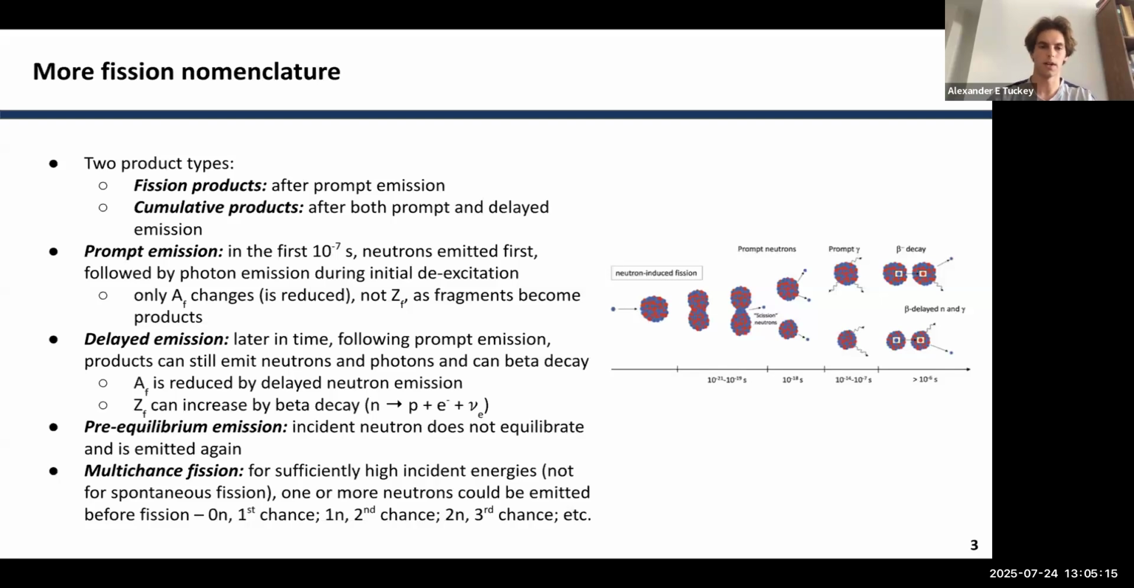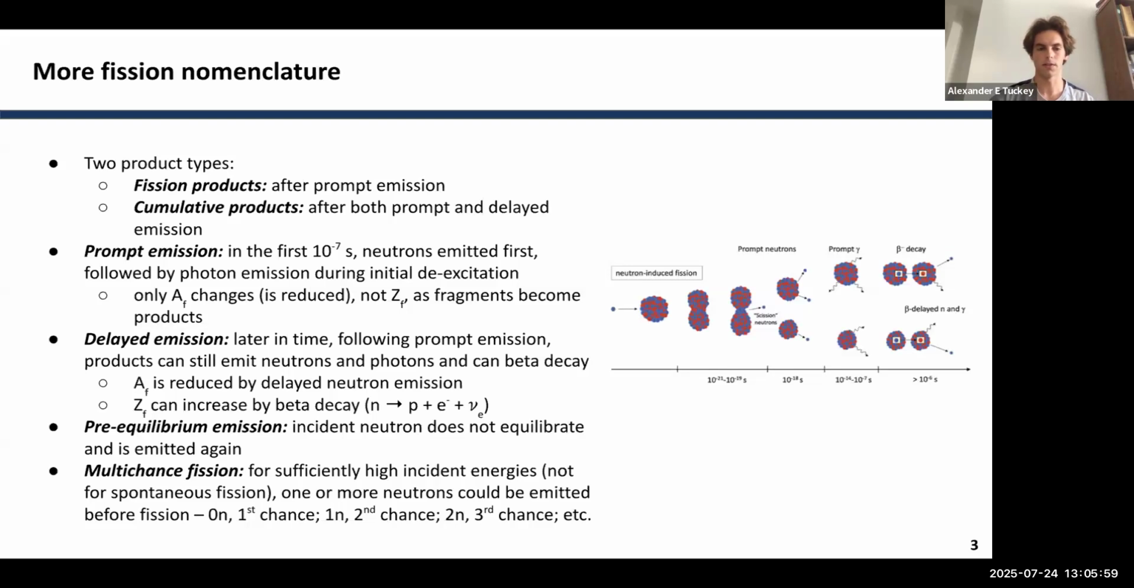Delayed emission occurs following prompt emission. We still emit neutrons and photons, but there can be delayed processes like beta decay in this stage, in which a neutron turns into a proton, electron, and electron neutrino. So that means during delayed emission, the charge of our fragments can change, specifically increase, since we are turning a neutral charge into a positive charge in the nucleus of these fragments. And again, the mass of the fragments is further reduced by neutron emission during the delayed emission stage.